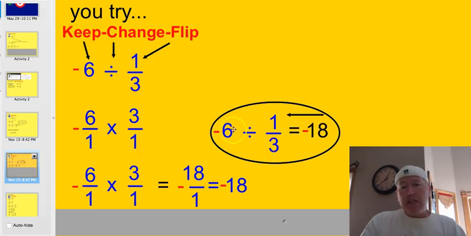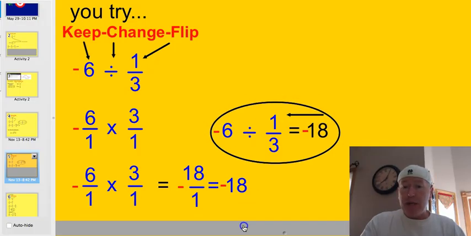Well, if this divided by this equals this, then this times this should equal that, right? It's just, 12 divided by 3 equals 4. 4 times 3 equals 12, right? We know these fact families from way back.